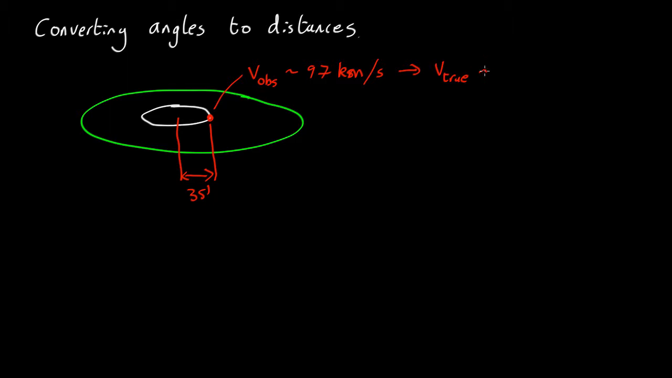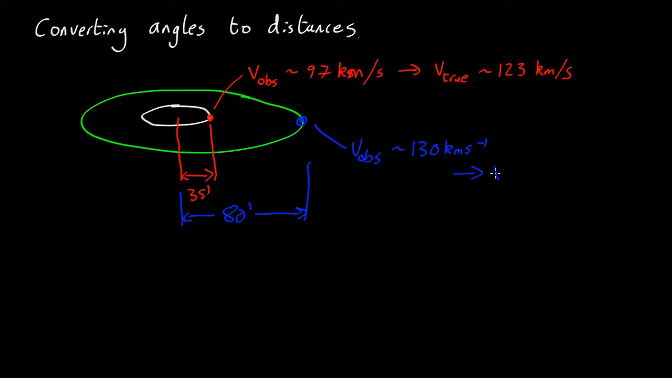of about 123 kilometers per second. And then when we measure the velocity out here at the edge of the gas, we're now talking about a distance of 80 arc minutes. An observed velocity there of about 130 kilometers per second, which once again deprojecting gives you the true velocity of about 168 kilometers per second.